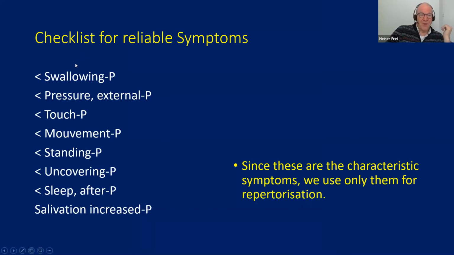She marks the following. Swallowing is painful. She is sensitive to pressure on the lymph nodes of the neck, sensitive to touch, to movement aggravates, standing aggravates, uncovering aggravates. After sleep, she is worse and the salivation is increased. And all these symptoms you see are marked with a P, that is, they are polar symptoms. And they are actually the most characteristic symptoms of this case.